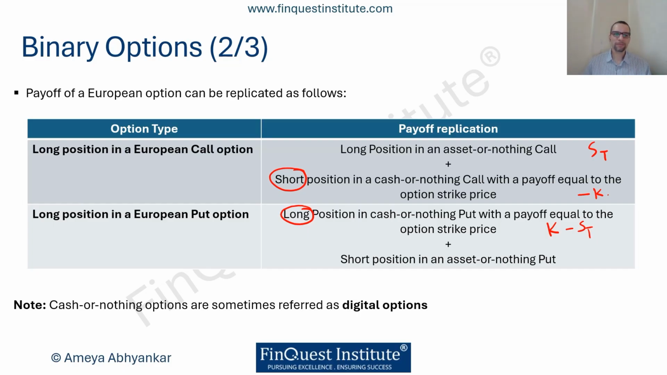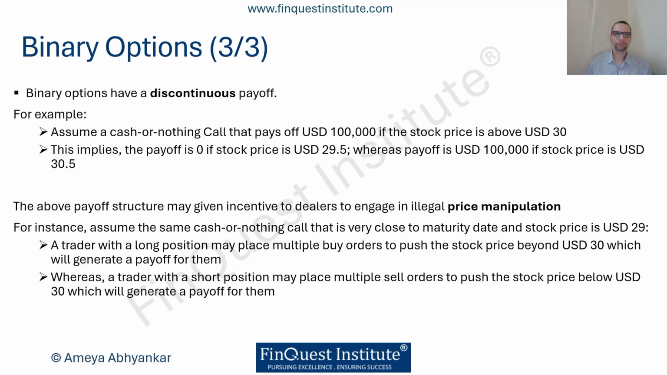And as I mentioned earlier, cash or nothing options are popularly at times called digital options as well, because of the way in which their payoff is, it's like an on or off switch. It's like 1 or 0. Binary options have a discontinuous payoff. So let's understand that through a simple example as well.